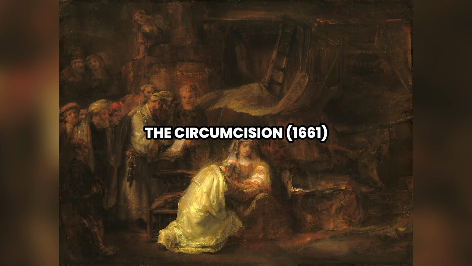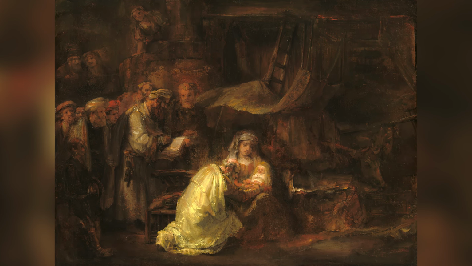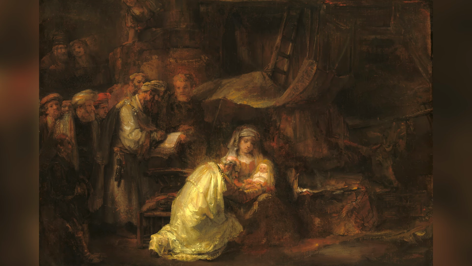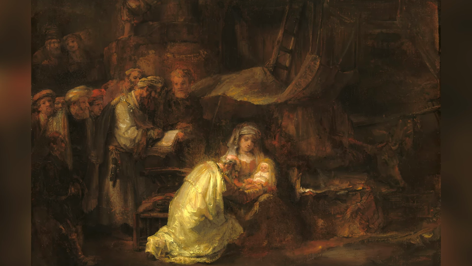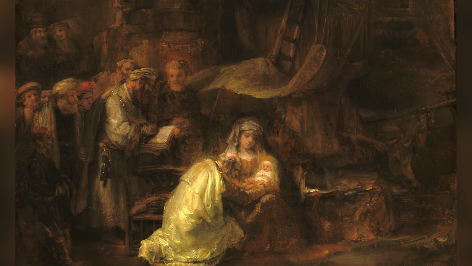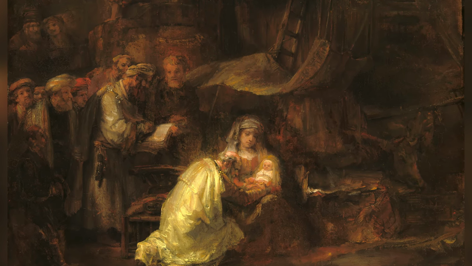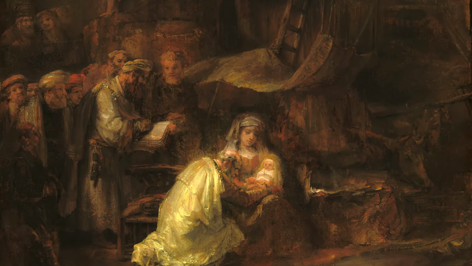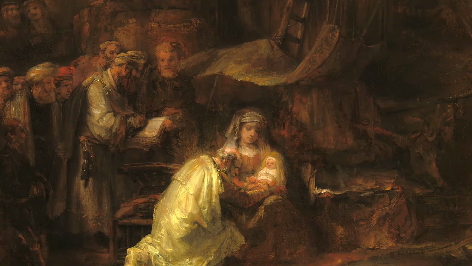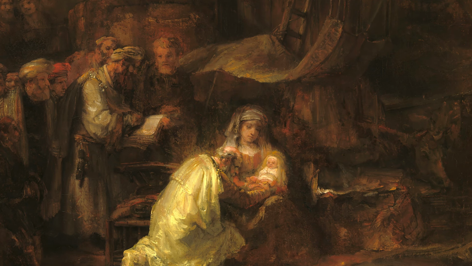Number 43. The Circumcision, 1661. The Circumcision recreates a passage from the New Testament that is usually depicted with great pomp, but in the hands of Rembrandt it becomes a deeply human and intimate scene. Painted around 1661, this work captures the moment when the child Jesus, in accordance with Jewish traditions, is presented in the temple to be circumcised.